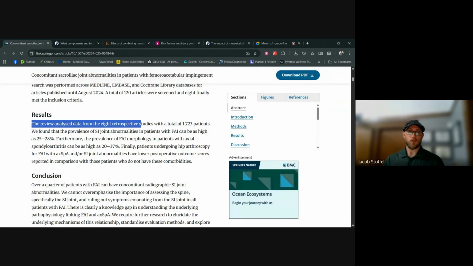They reviewed data from 8 studies with almost 2,000 patients and found that the prevalence of sacroiliac joint abnormalities in patients with femoral acetabular impingement can be as high as 25 to 28%. So basically 1 in 4.